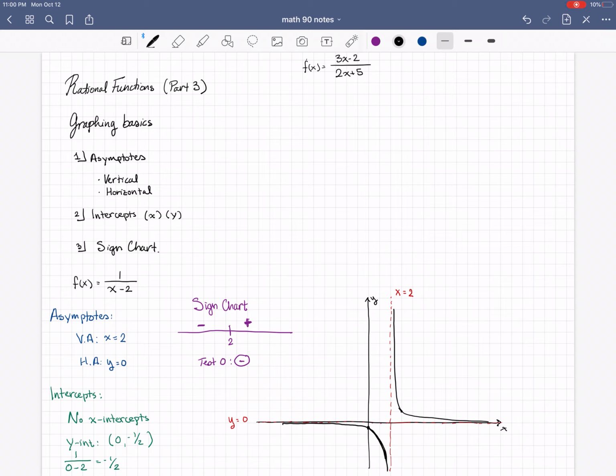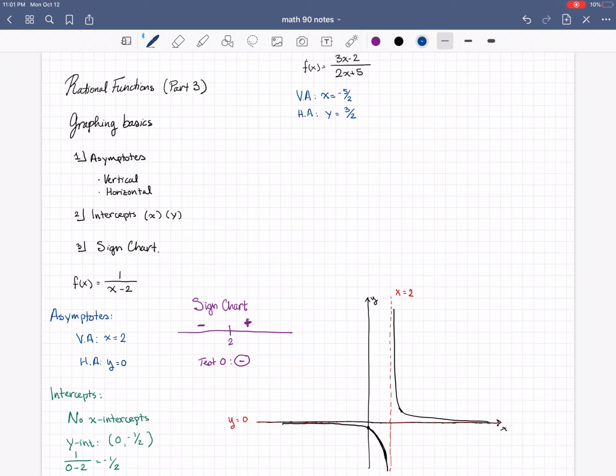asymptotes, I already know, right? We talked about them in previous lessons. So we have a vertical asymptote where the denominator is equal to 0. 2x plus 5 is equal to 0 when x is -5/2. And the horizontal asymptote, that we talked about in the lesson right before this one, it'll be the line y equals 3/2 or y equals 1.5.